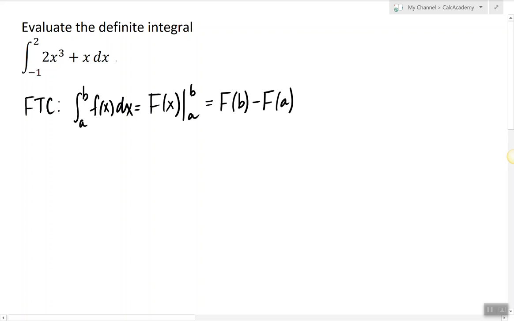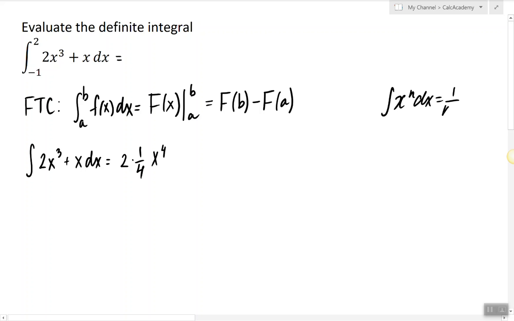So in order for us to continue with solving this definite integral, we have to first find the antiderivative of this function. To find the antiderivative of this function, we can just use the power rule, which says that the integral of x to the n is 1 over n plus 1 times x to the power n plus 1 plus c.